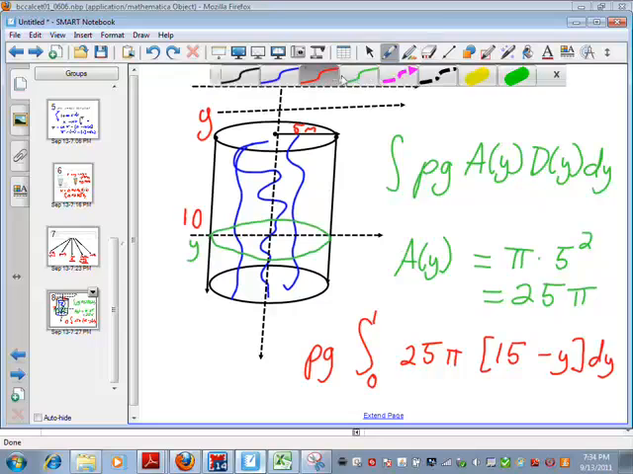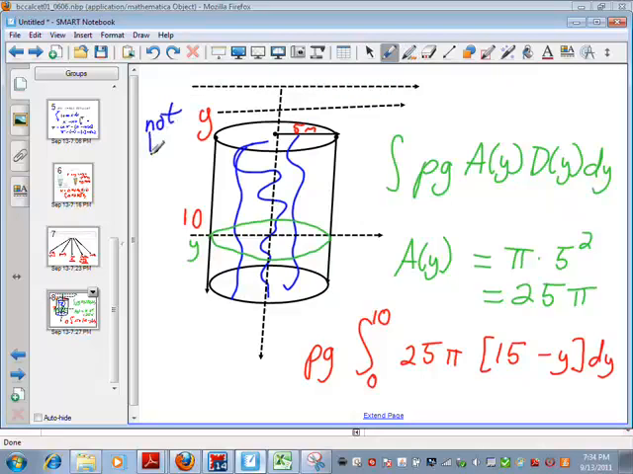Pick a y in here, not in between here. Is that okay? Do we need to do this?